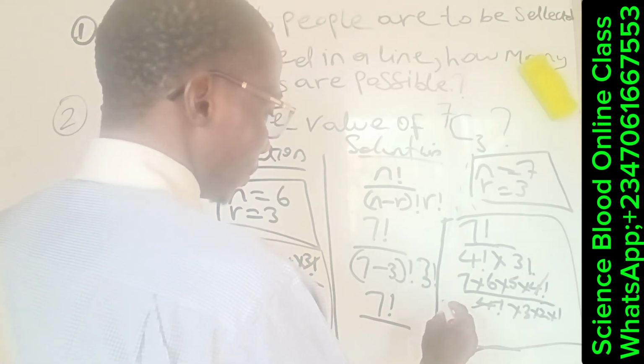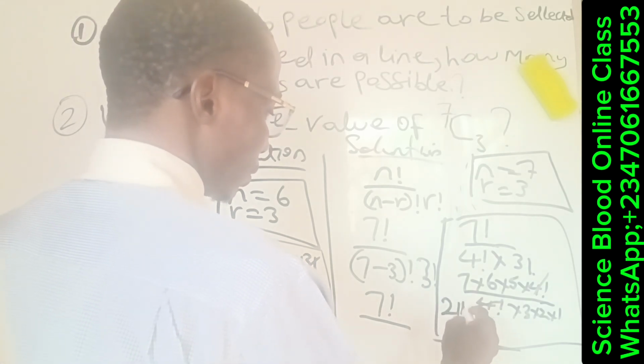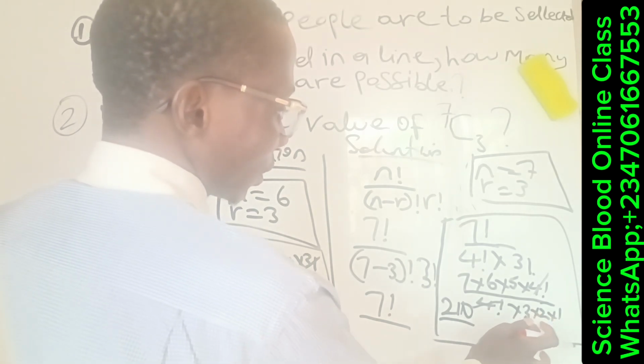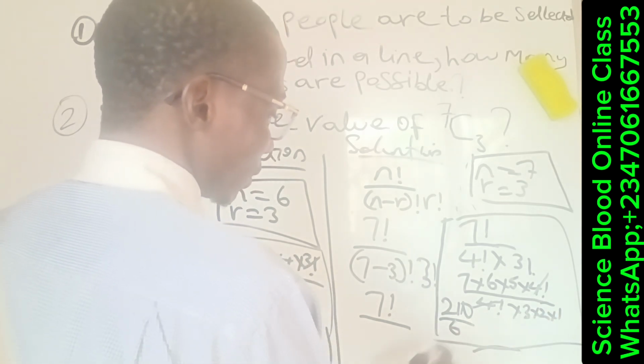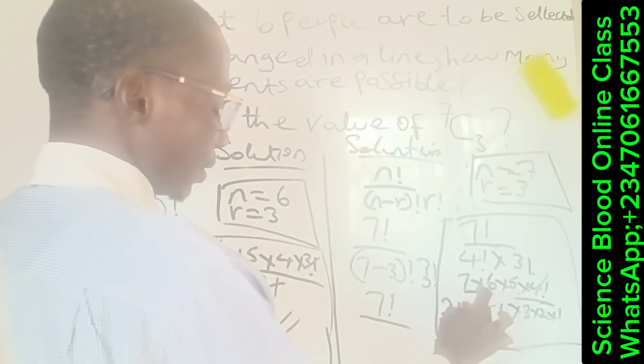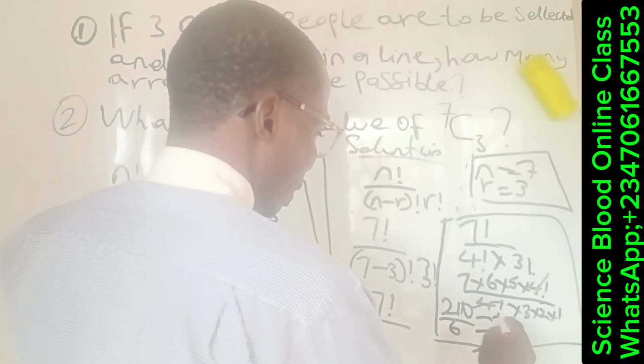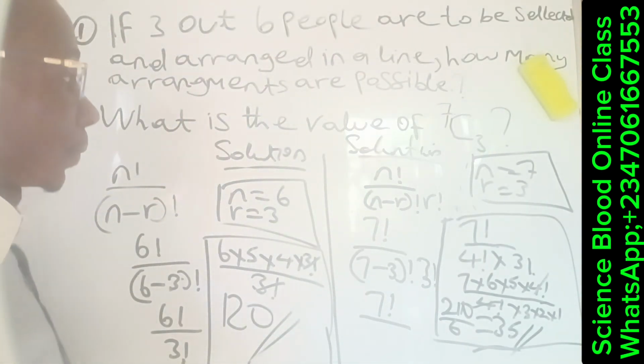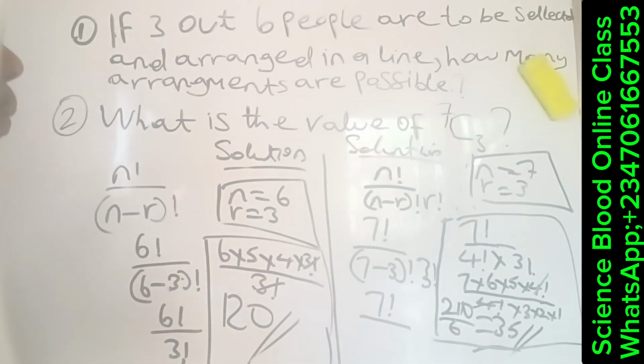210 all over what remains here, which is 3 times 2 times 1, which is 6. And 210 divided by 6 gives us 35 as your final answer for the second question. Please look at it very well.